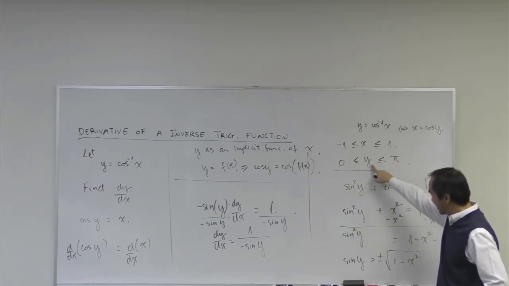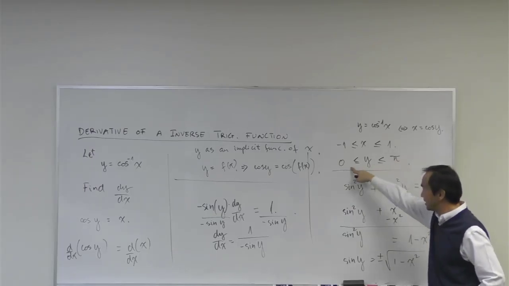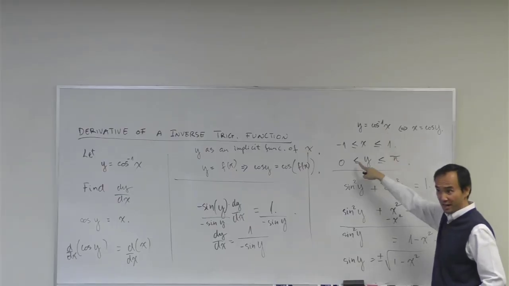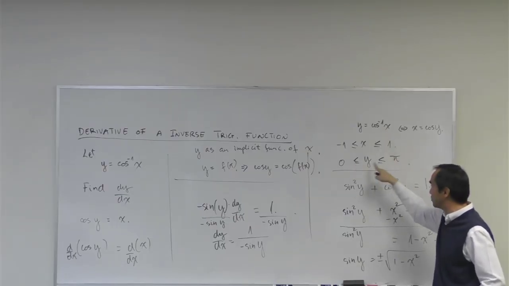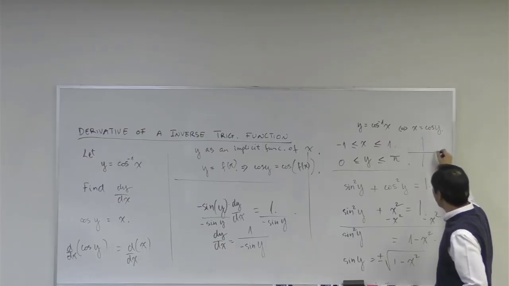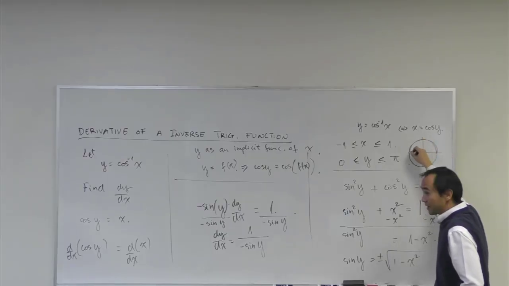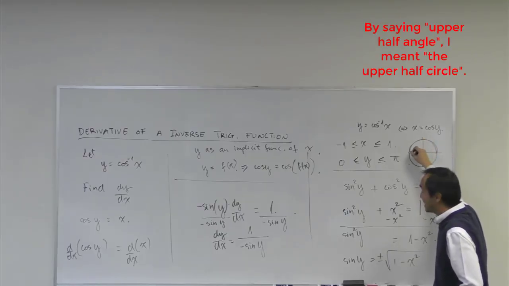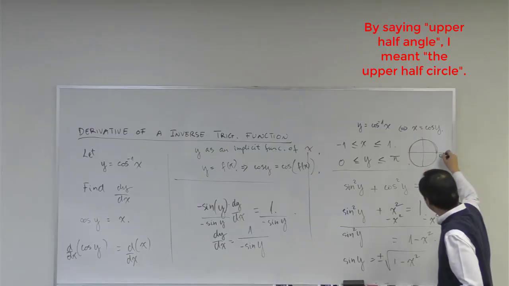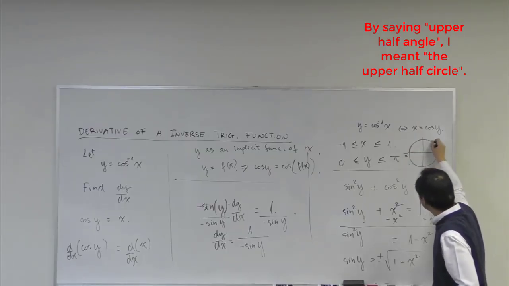We need to rely back on this, right? Now y itself is known to be an angle. Now through the cosine inverse, y comes out being an angle anywhere from 0 to pi. The angle from 0 to pi means on the unit circle, it's the upper half angle right here. You guys follow me on that? Zero angle is here, pi is right here. That's the upper half angle.